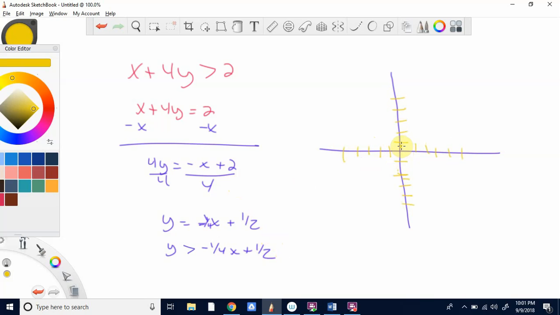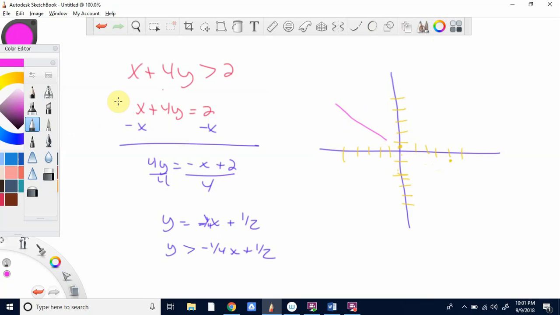Then my slope is negative, so I'm going to go down 1 over 4. About right here. When I connect the dots, I need to determine, is this going to be dotted or is it going to be a solid line? Well, my inequality is just greater than, so guess what? My line is going to be dotted. Of course, you're going to make a better line than this. Now, we said y is greater, so I'll go to the y-intercept, and y gets bigger up here, which is on this side of the graph.